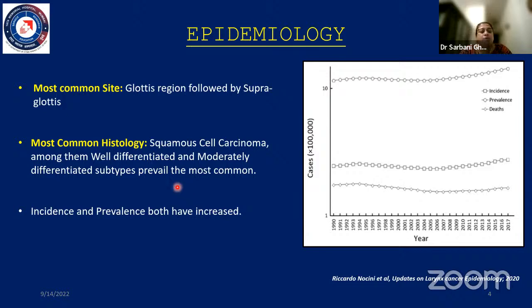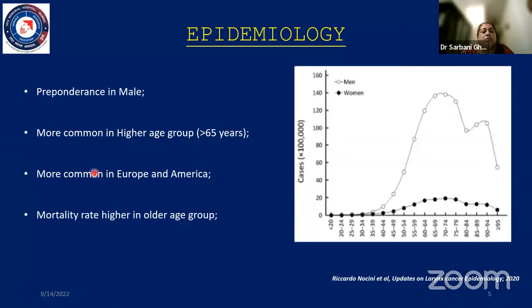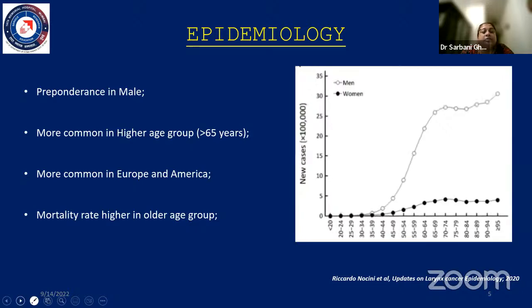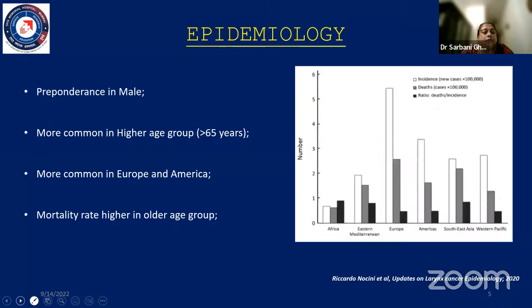And as I said before, we do realize that the incidence of laryngeal cancers has increased now. The other important thing, of course, for students is to also know that there is a male preponderance. It is higher in the older age group. And of course, laryngeal cancers are more a disease of the West. And the mortality rate is higher in the older age group for various reasons associated both with the disease, the treatment per se, and the sequelae to treatment. So this is something that we need to be aware of.